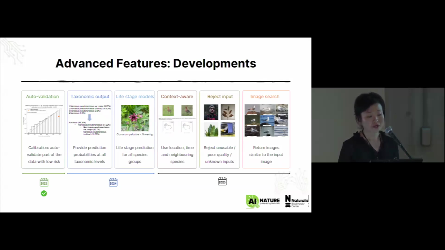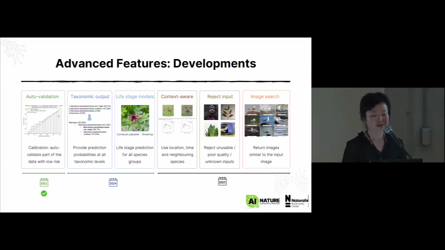This year, we are working on trying to provide taxonomic outputs and the prediction probabilities at all different taxonomic levels. Currently, the model provides the probability prediction on the most specific level, which is usually the species level, but we would like to provide it on all taxonomic levels. Another thing we are working on right now is to provide more life stage prediction for the other species groups.